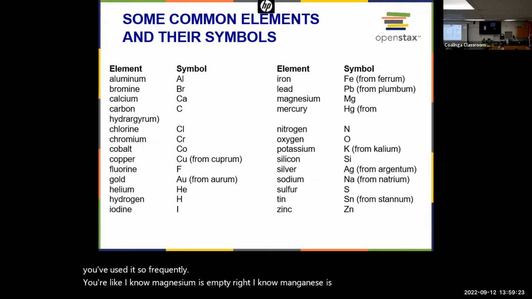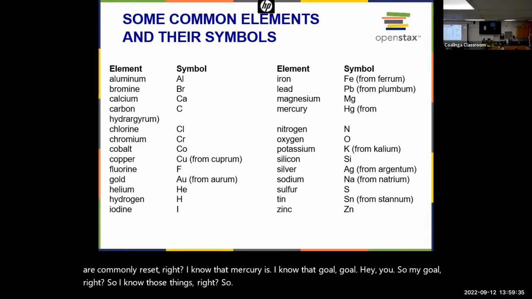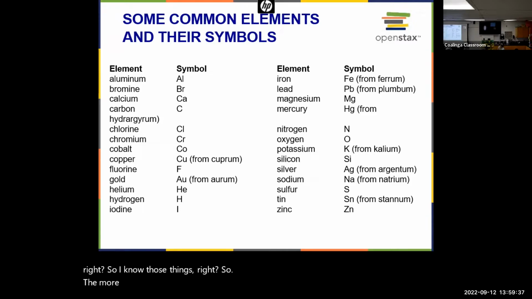It's the ones that are commonly mistaken, right? I know that mercury is Hg. I know that gold, hey, you stole my gold, right? So I know those things. The more you expose yourself to it, the more you do the homework, not Google the homework, do the homework, the better off you're going to be, right?